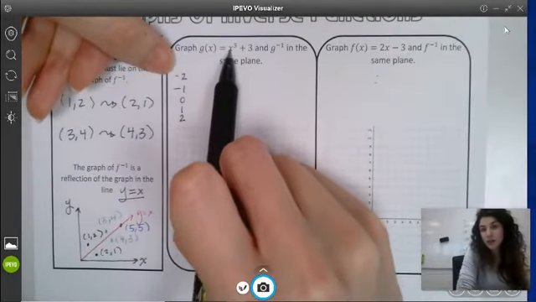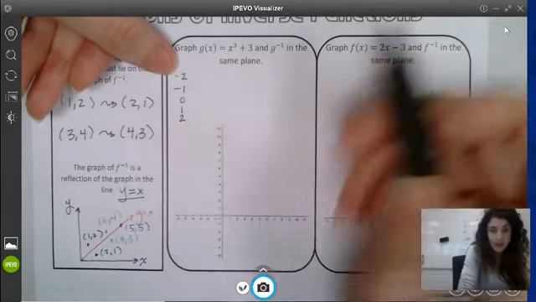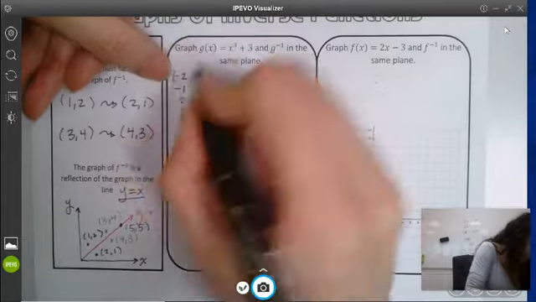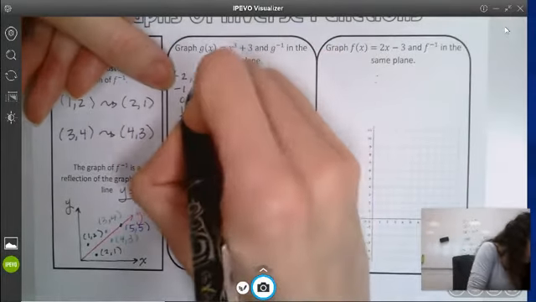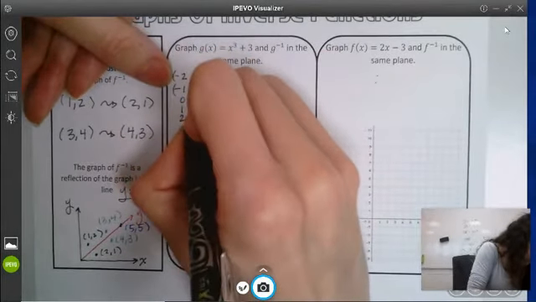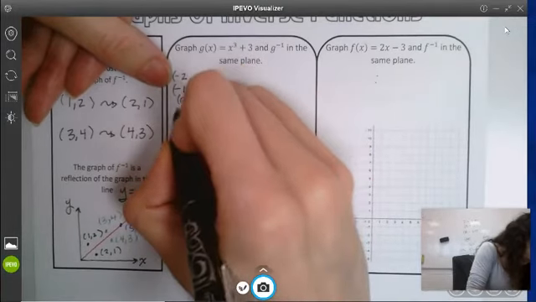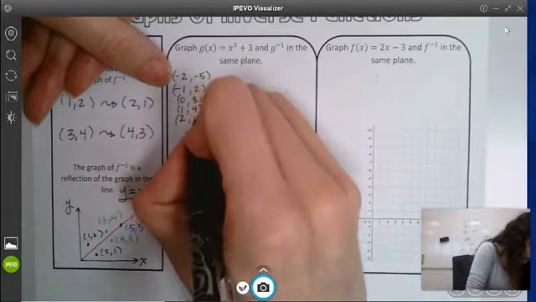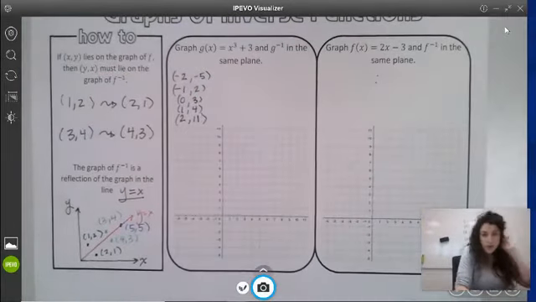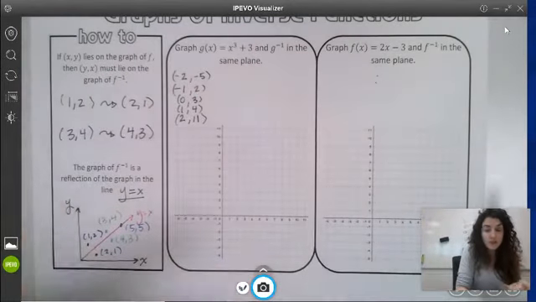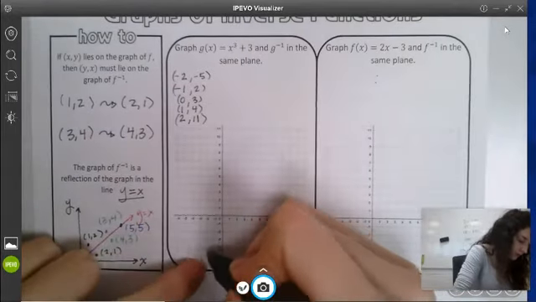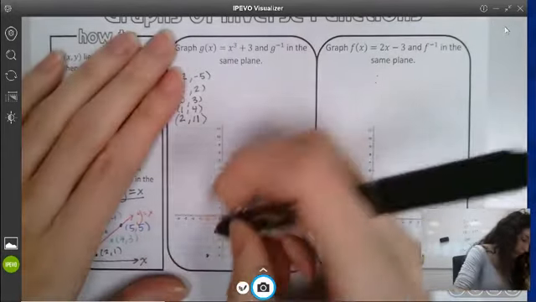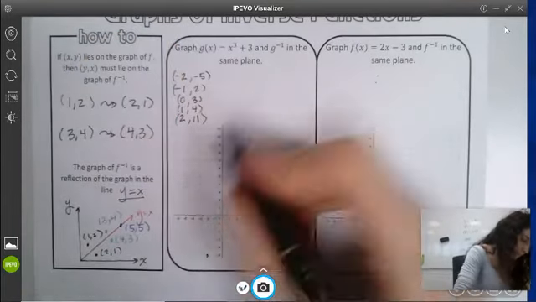Plugging in -2 for this function becomes -8 plus 3, which is -5. -1 becomes -1 plus 3, which is 2. 0 has 3. 1 goes to 4. And 2 goes to 11. So now you have a set of points you could graph, right? So (-2, -5), (-1, 2).